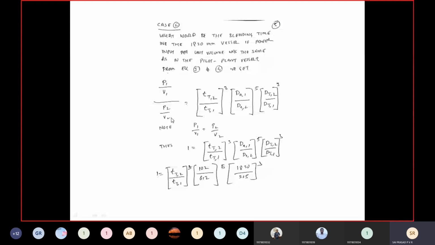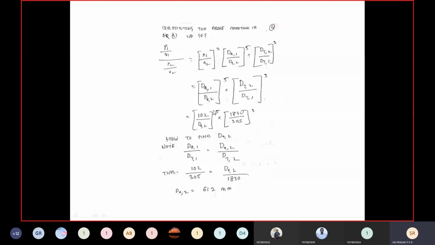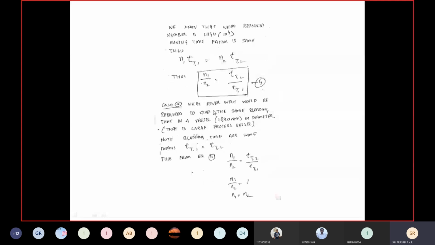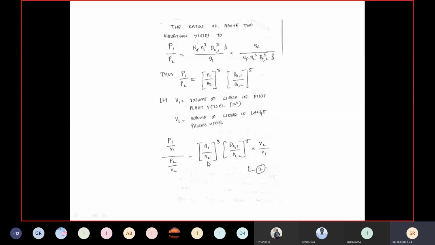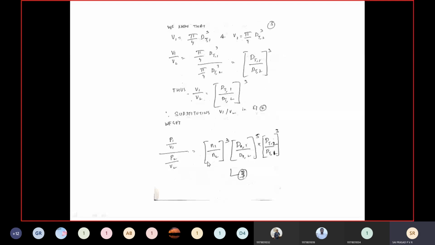So without any hesitation, I will write this P1 by V1 is equal to P2 by V2, so this is equal to 1. So this is equal to what? T2. Now remember, I am not using this equation. I am using the previous one because this is important for me. This N I am replacing by means of time taken by the machine.